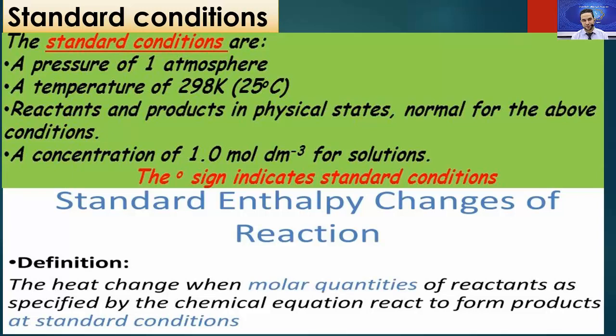After that, what is meant by standard enthalpy change of reaction? Generally, it is the enthalpy change or the heat change when molar quantities of reactants react to form products under standard conditions. And it is better after you write "at standard conditions" to add between brackets 1 atm, 298 kelvins. Only write pressure and temperature in the definition.